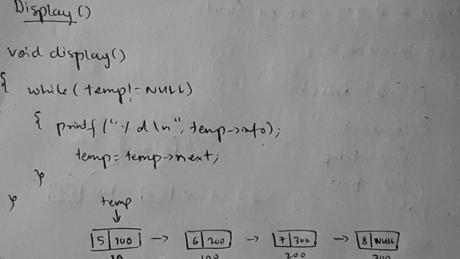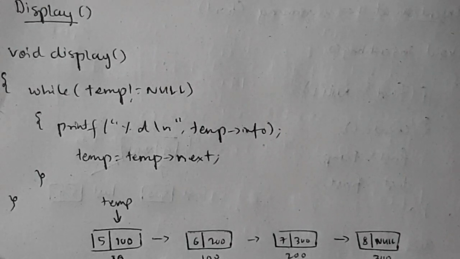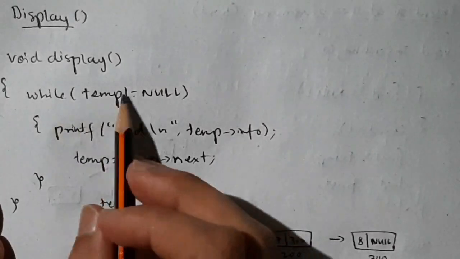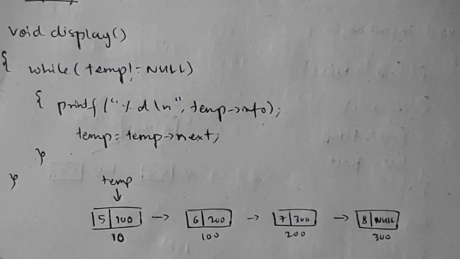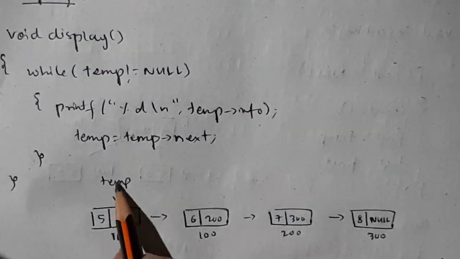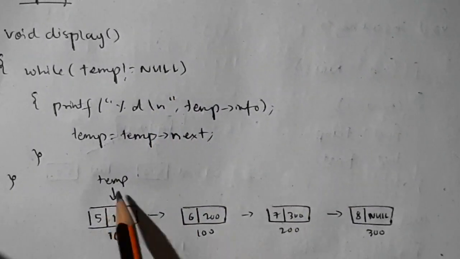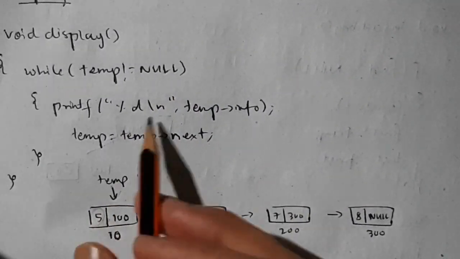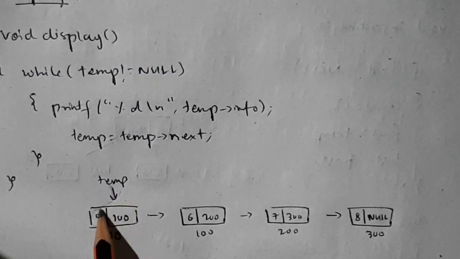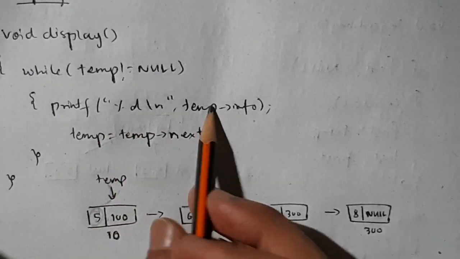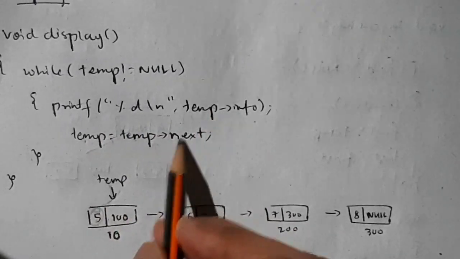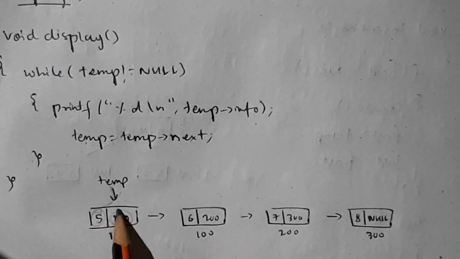For all the types of linked list, you will have the display function the same. See here, while temp is not equal to null, you initialize a variable temp that will be pointing to the first location. While temp is not equal to null, what you will do: first you point to this and print this 5. printf temp->info, which is 5, that will be printed. Then temp = temp->next. What is temp->next?